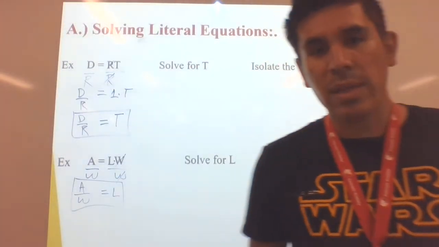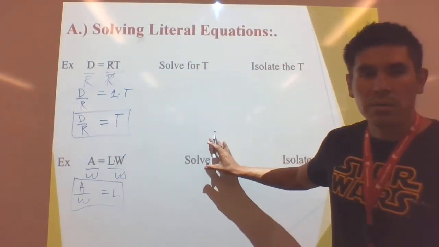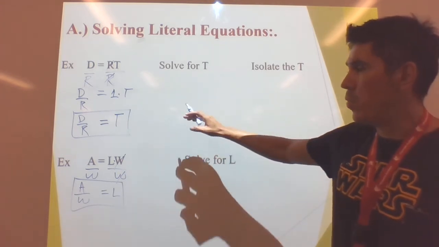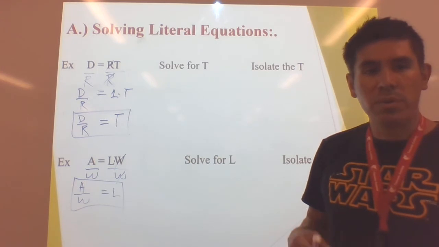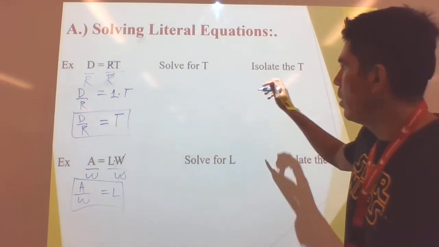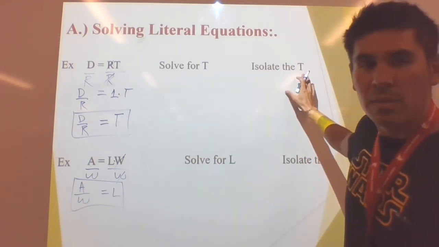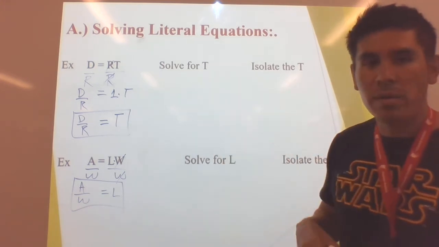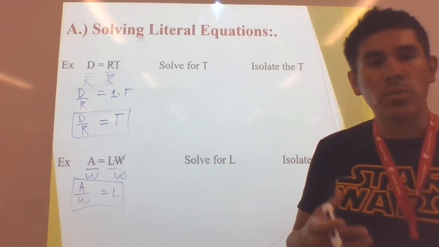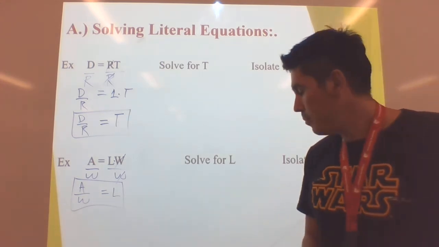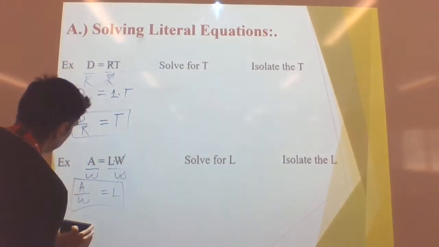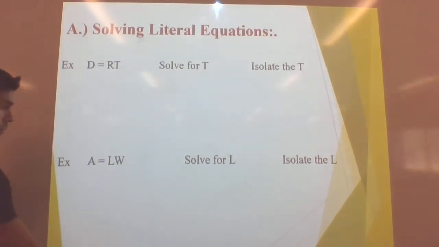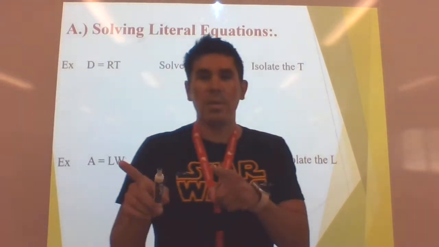Okay? So again, that's solving literal equations. That's solving equations with two or more variables. And what we're doing is, again, we're looking for what's the variable that needs to be isolated, and we're looking at what's the operation that's happening, and we're going to do the inverse to undo an operation. Okay? Keyword inverse.